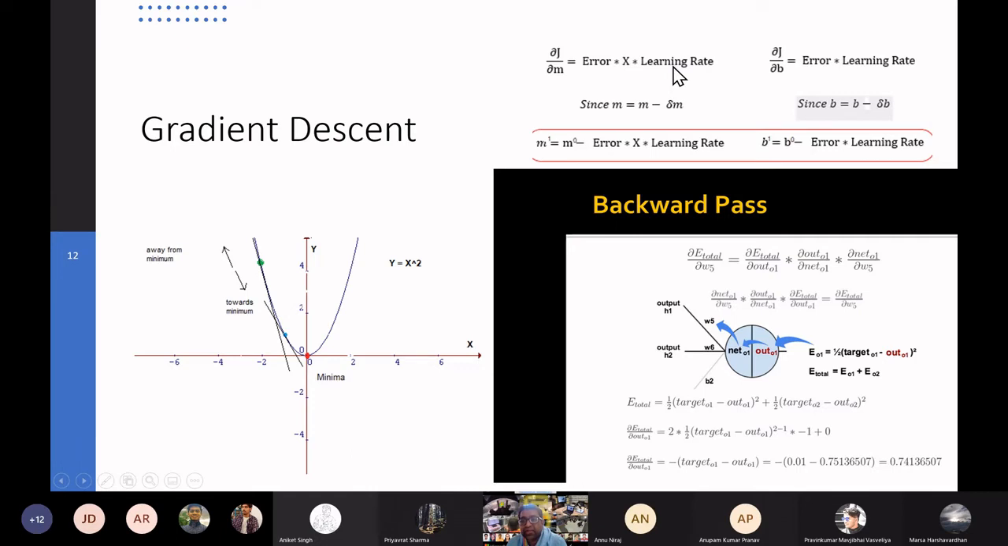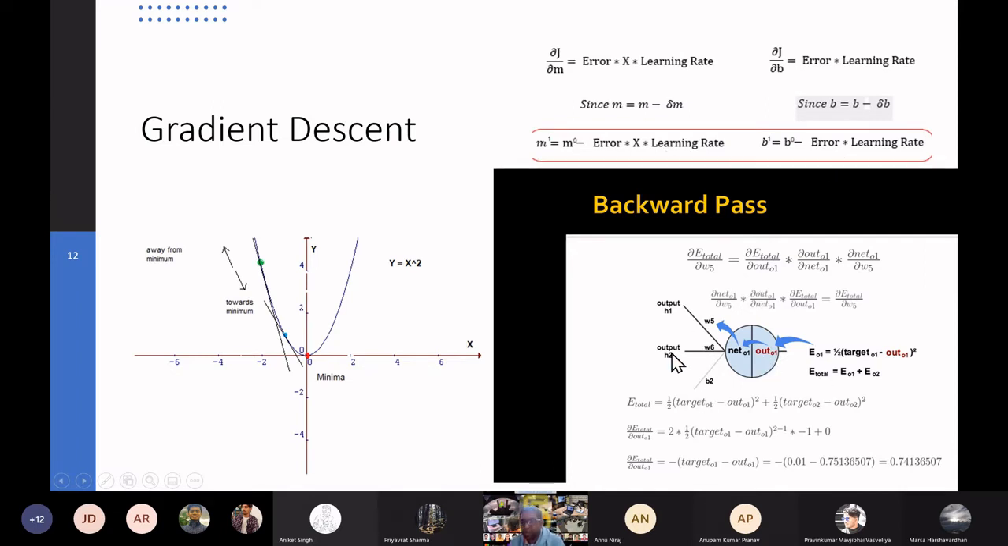So in the derivation of the del J del M or del J del B, where J is the error, we did not have this parameter. The answer comes only x into error, but then we introduce this learning rate. And this is how we actually change the model parameter. M is the slope, B is the intercept, and the del M is calculated from here. And this is the formula for straight line fitting.